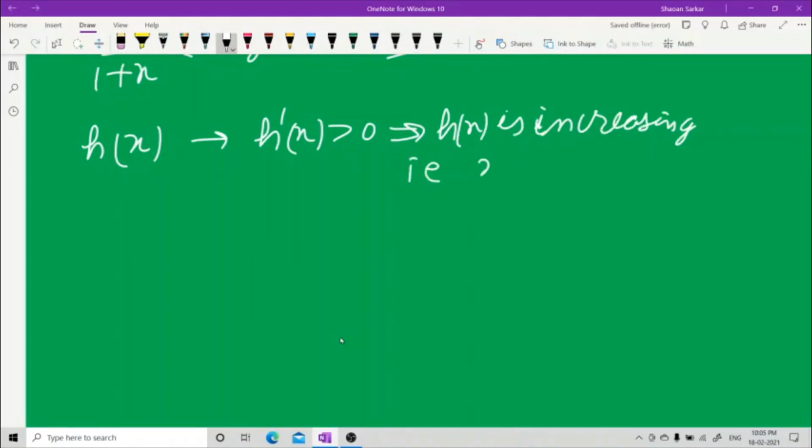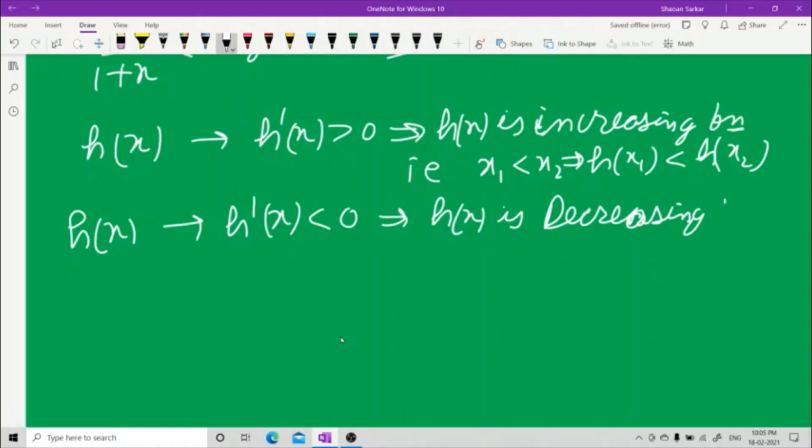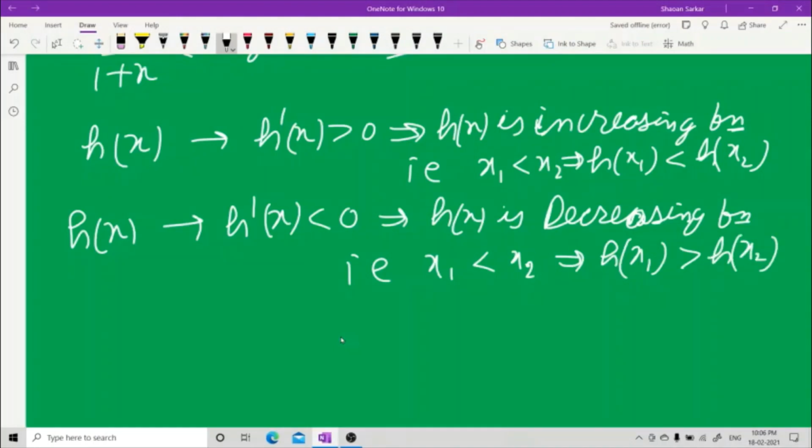That is, if x1 is less than x2, then h(x1) is less than h(x2). This is increasing. And suppose I take the same function, h dash x is less than 0, which implies h(x) is decreasing. I have to write it as a function: x1 less than x2 implies h(x1) is greater than h(x2). That's the idea. Now we will use the same idea.